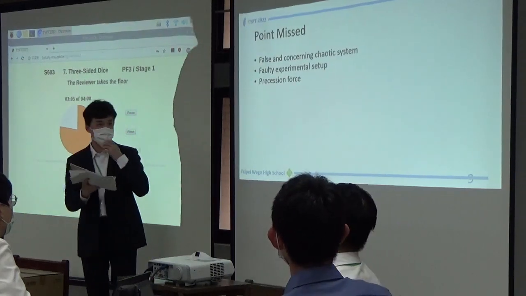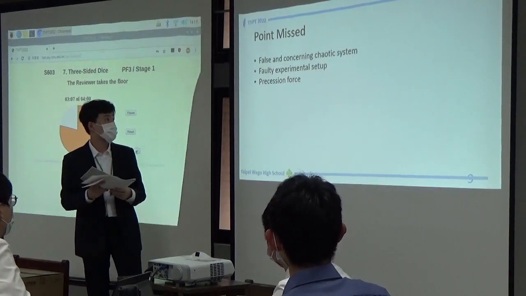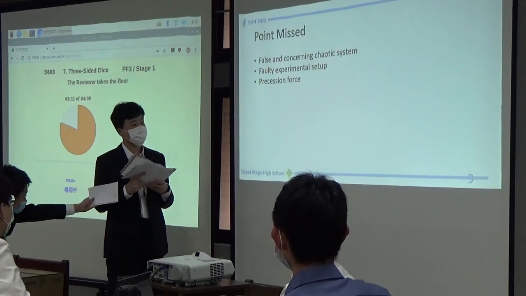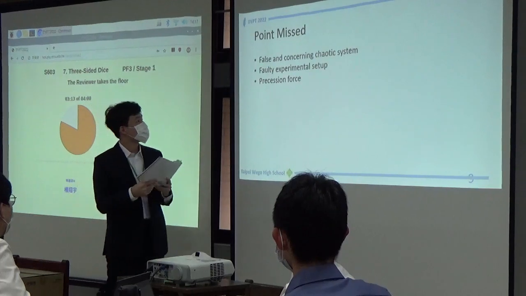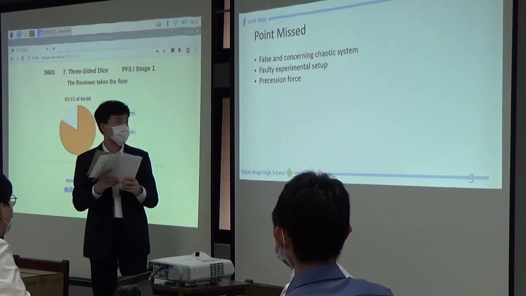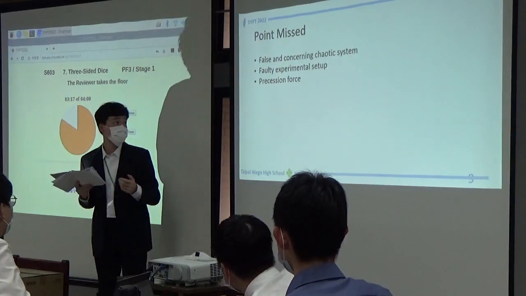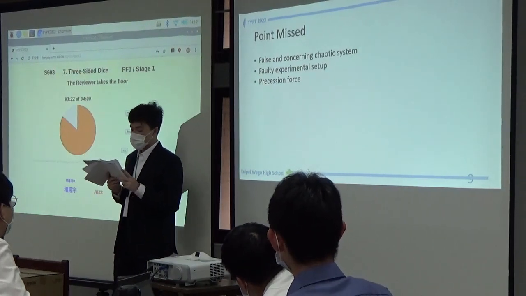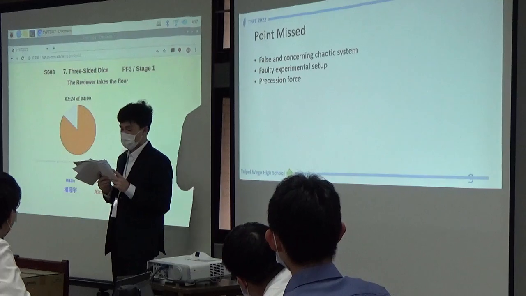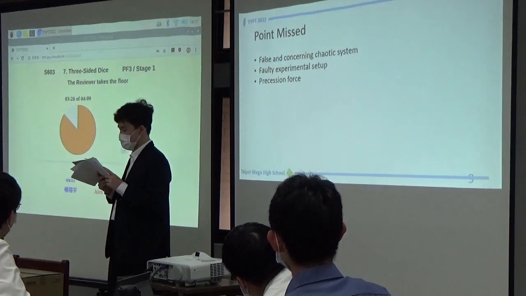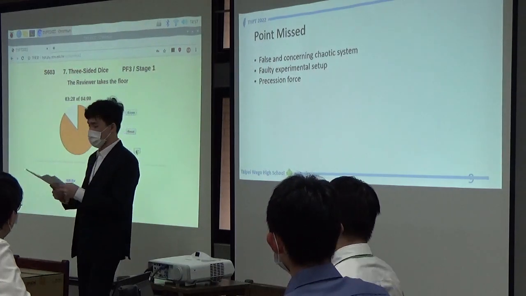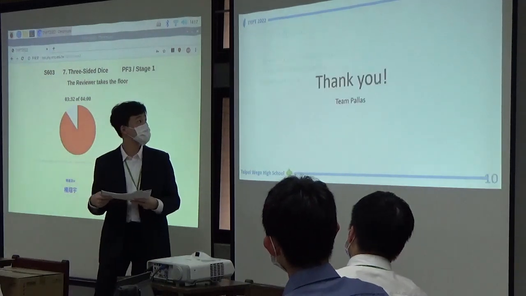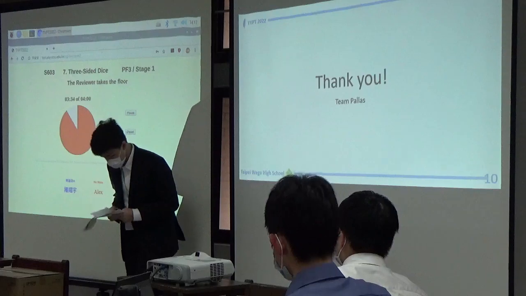Here are some points we would like to point out. First, they have a false conclusion concerning the chaotic system, and they have a faulty experimental setup, and they did not take the precession force into consideration. The mass is not a valid physical characteristic, and therefore the report did not answer the question fully. This is our review. Thank you.